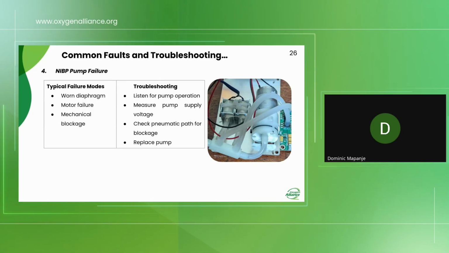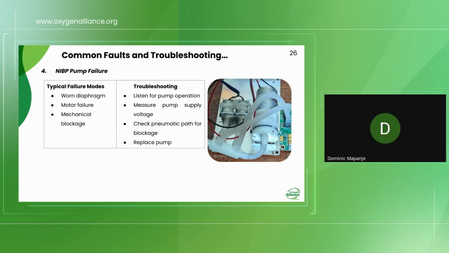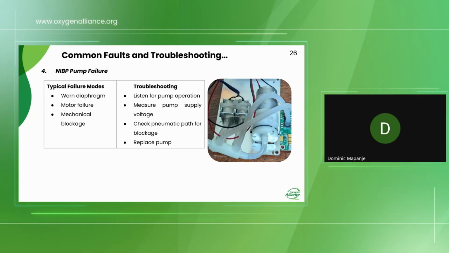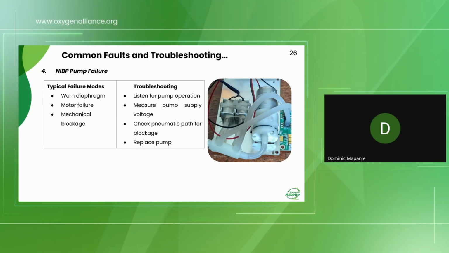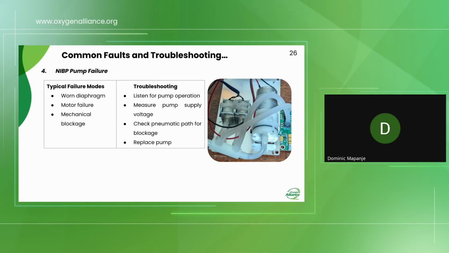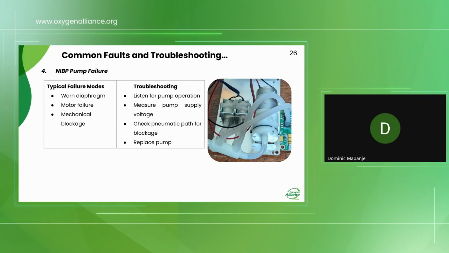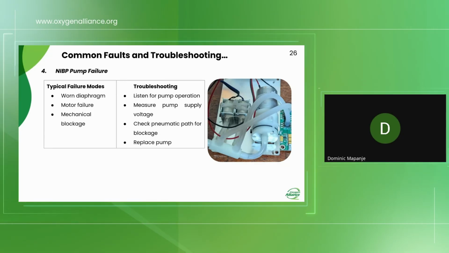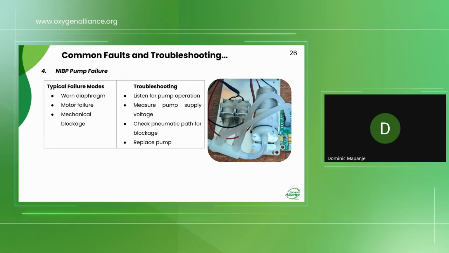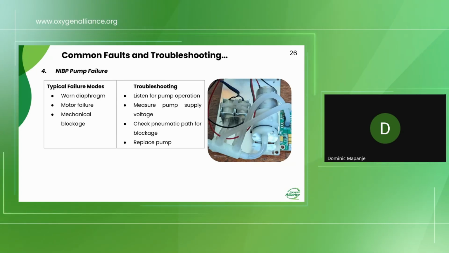You can also measure pump supply voltage. So is any power going to the pump? Is it with the pump or is it with the electrical system going to the pump? You can also check for pneumatic part blockage. So you check, is there some kind of blockage just after the pump so that air is not going to the cuffs? And then if you find that there's a problem with the pump, then you can actually fix it.